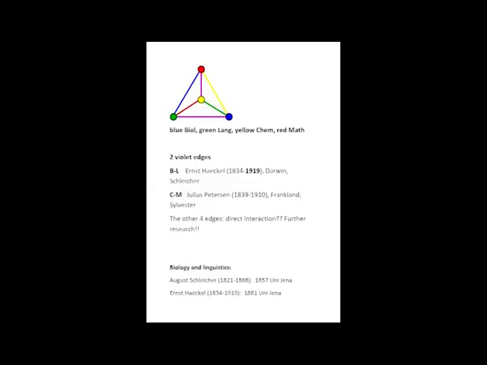You see the same colors as above, but now these vertices do not mean metro lines, but scientific fields. And I want to discuss in more detail the two violet edges, biology and language or linguistics, but probably most of you know this if you are a bit historically interested. I will more focus on the second edge, which is chemistry and mathematics, which is probably not so much known to most of you. And the other four edges, this is still to investigate how direct the interaction was.